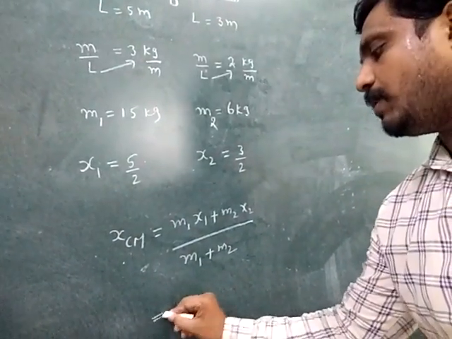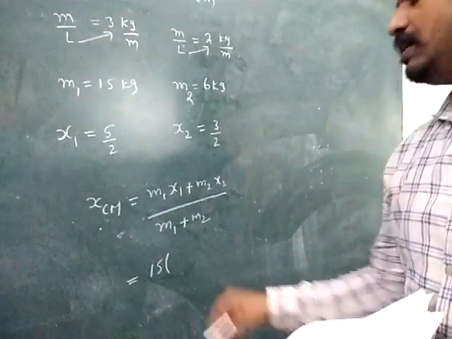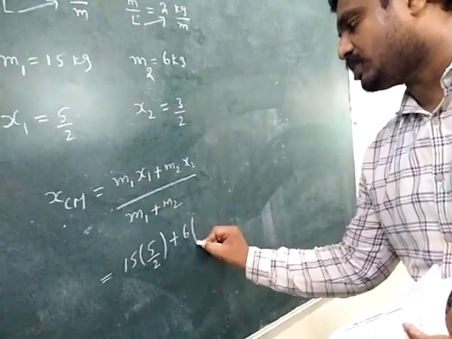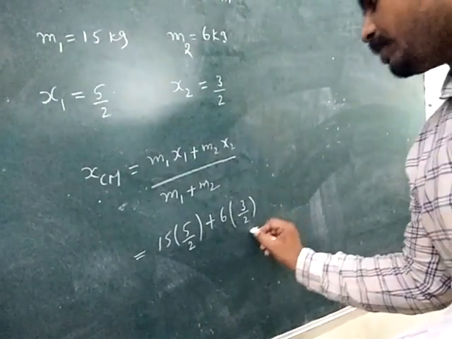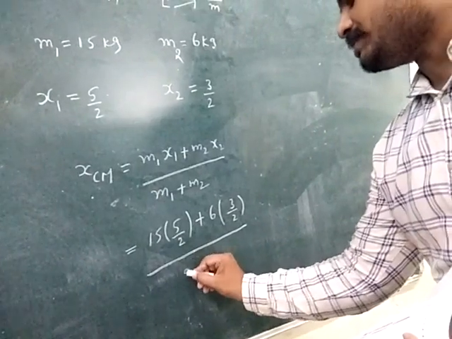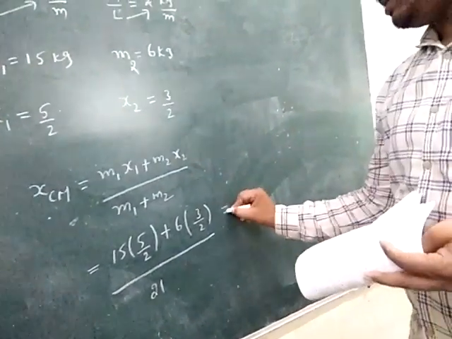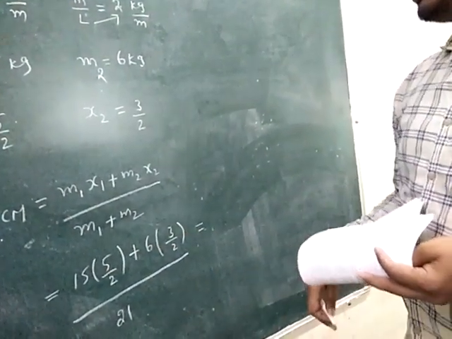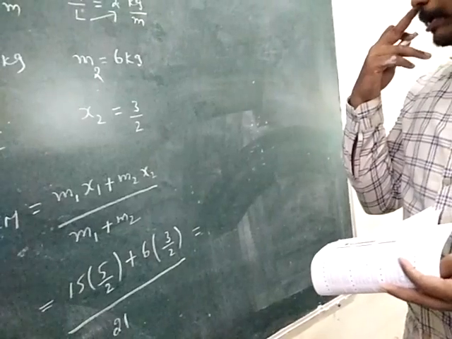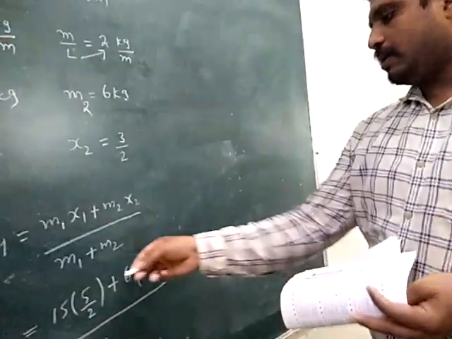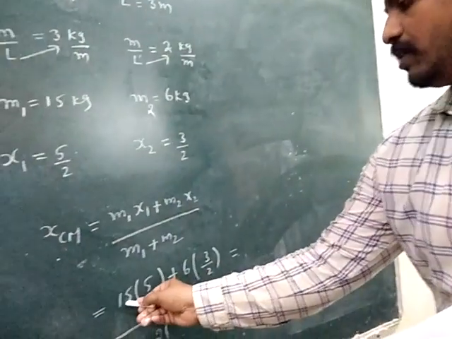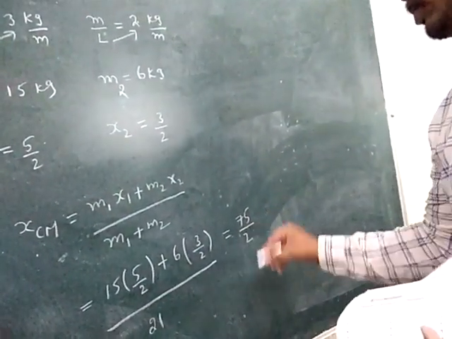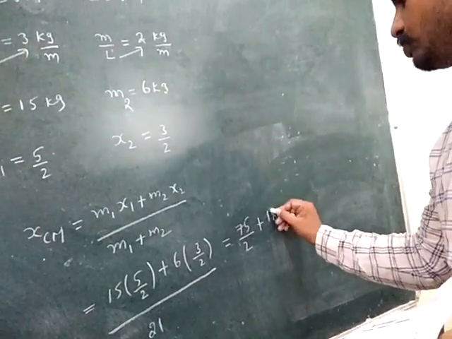Here, mass M1 is 15 kg, x1 is 5 by 2, M2 is 6 kg, x2 is 3 by 2. Total mass 15 plus 6 is 21. 15 times 5 is 75, 6 times 3 is 18, 75 plus 18 is 93. Once again, 15 into 5 is 75 by 2, plus 6 into 3 is 18 by 2.